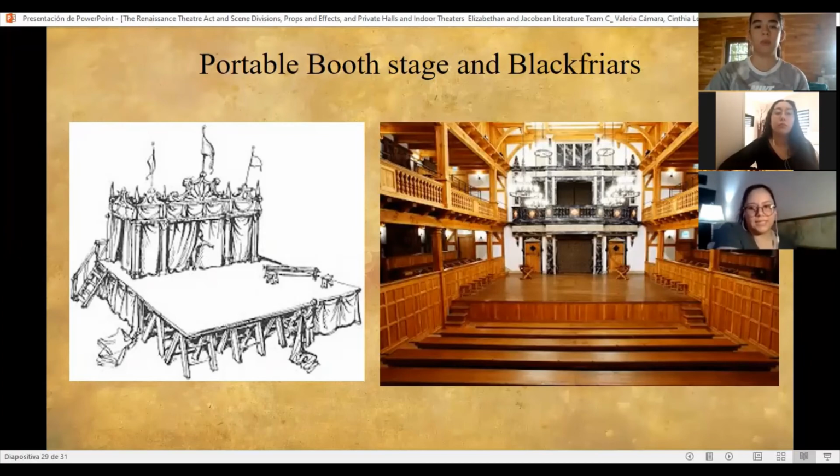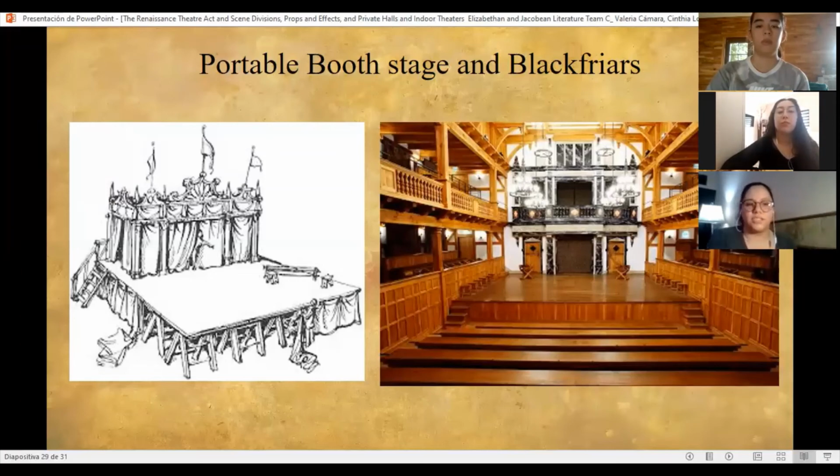Then something like this was used in private theaters, like the Blackfriars, which was acquired in 1608 by the King's Men, which was the theater company of Shakespeare. The only feature that we know about the Blackfriars stage is that it was completely roofed, unlike the Globe Theater. And the advantage of the Blackfriars was that it had artificial lighting, which gave them the opportunity to present their plays the whole year. This was very beneficial because they increased their profits. So a lot of shareholders got a lot of money.